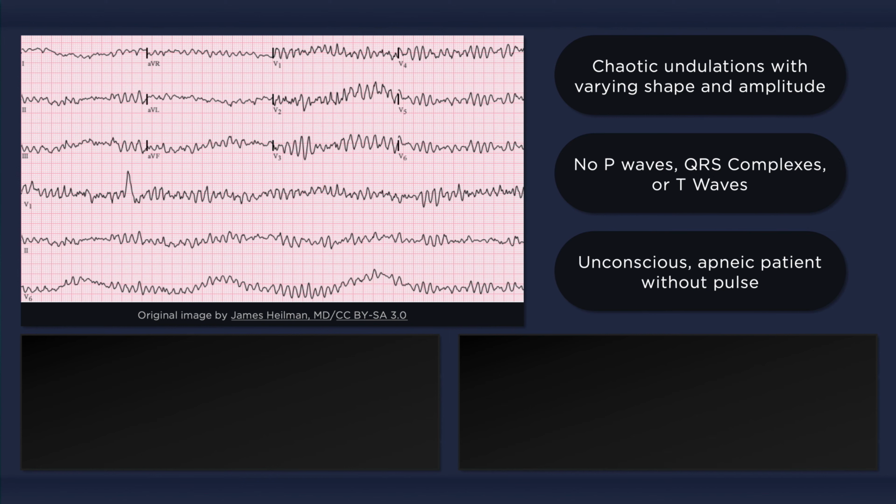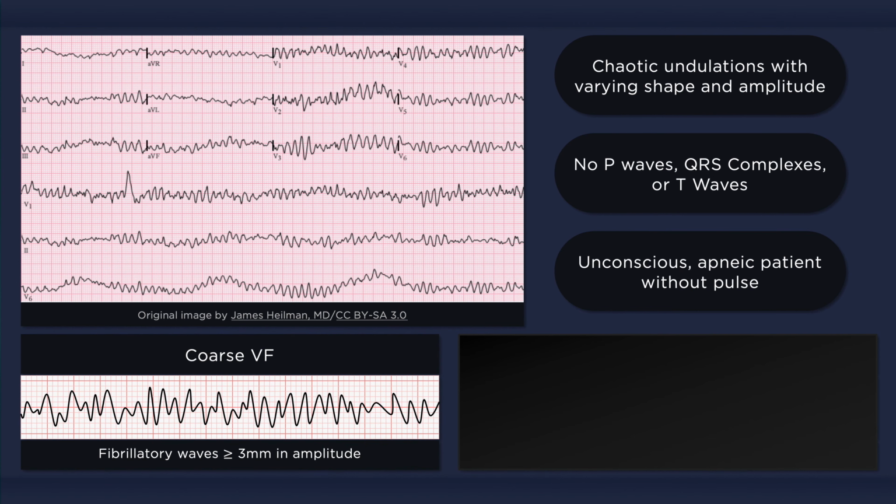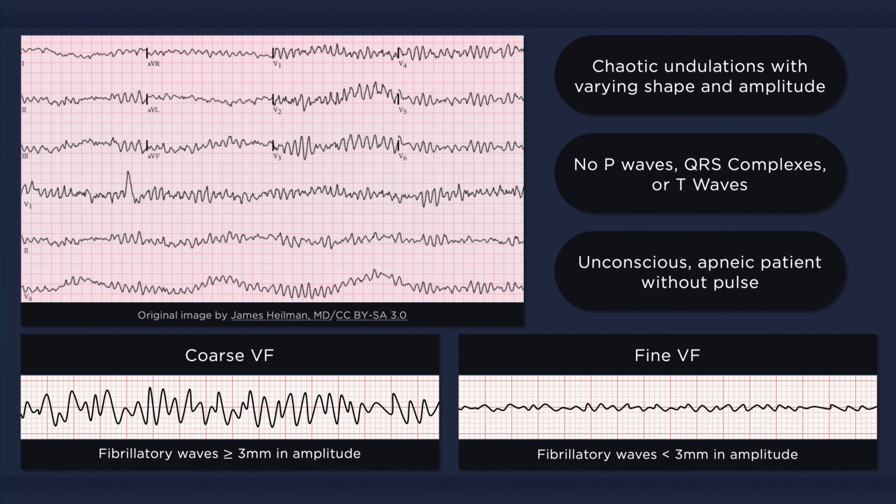Now just one more thing I would like to add in regards to the ECG. Ventricular fibrillation can be classified as coarse or fine. In coarse VF, fibrillatory waves are 3 mm or more in amplitude. In fine VF, the fibrillatory waves are less than 3 mm in amplitude. When the amplitude of the waves is low, the ECG reading may be confused with asystole. The distinction is important because asystole is not a shockable rhythm.